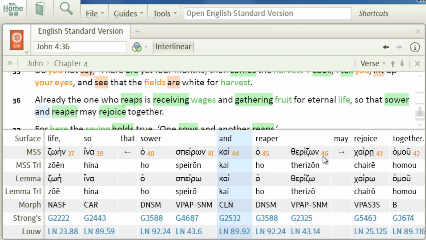Now if I were to read this back in English with the Greek word order, you could hear where the emphasis is. The sower may rejoice together, and the reaper. So can you hear the effect that the word order had? That's the type of thing that can't get communicated or actually gets lost in translation from Greek to English.